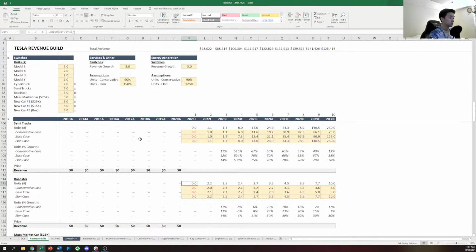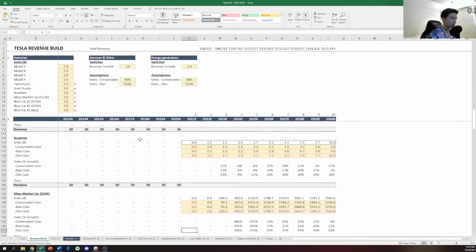Roadster. You know, just realizing this now, you would think that Tesla would come up with a better name than Roadster. Kind of sounds a little lame, to be honest.